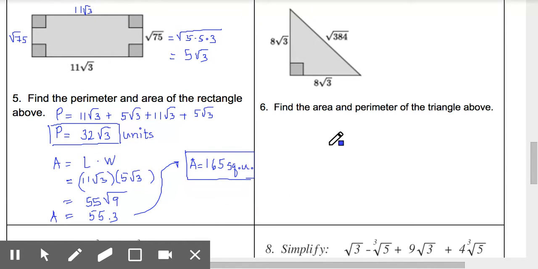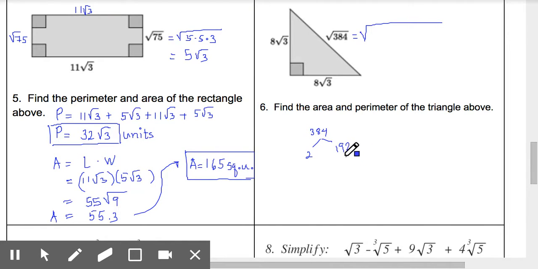All right, number 6. Find the area and perimeter of the triangle above. So let's break this down first. Square root of 384. Okay, let's do it here. 384 is divisible by 2. So 3 divided by 2 is 1. 18 divided by 2 is 9. 4 divided by 2 is 2.